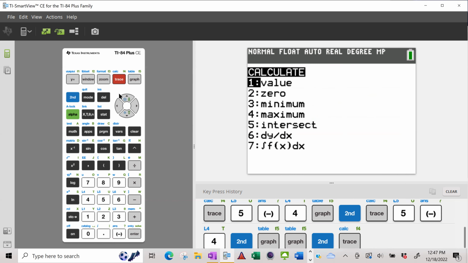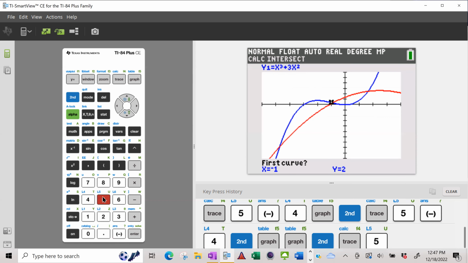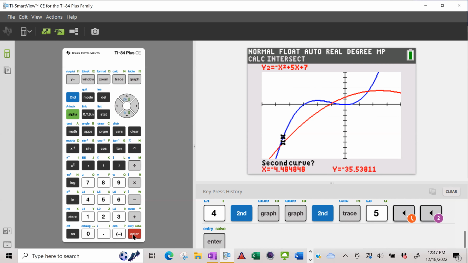Second calc, intersect. And let's just cursor that way. And press enter a total of 3 times. You just got to get somewhat close. 1, 2, 3. So the intersection is negative 4.743.